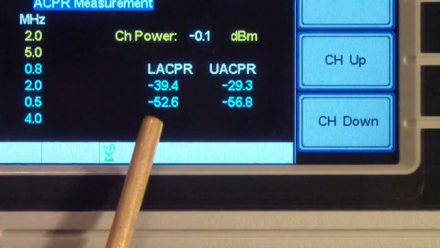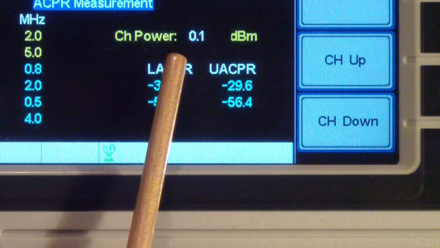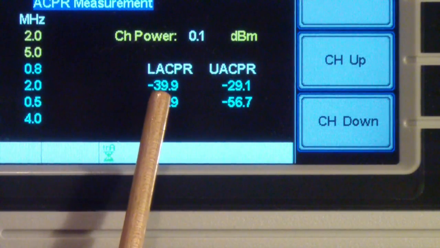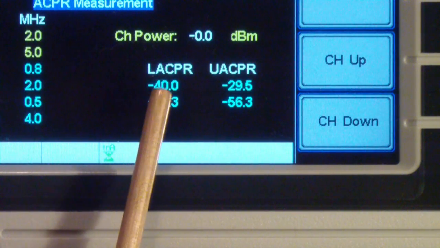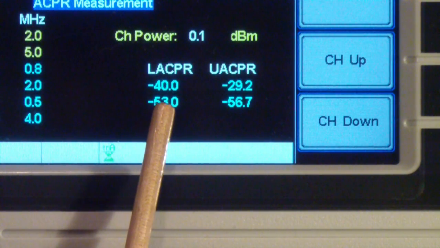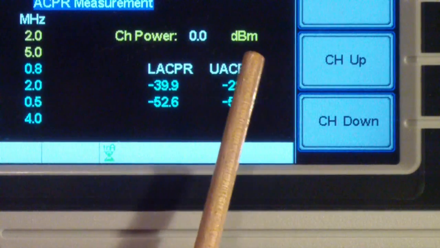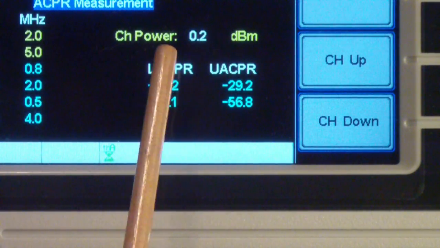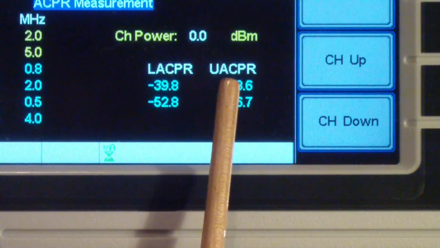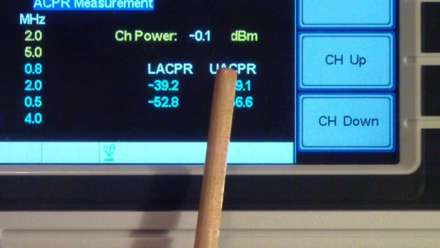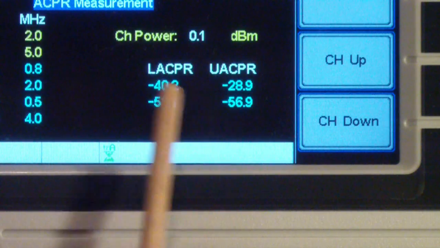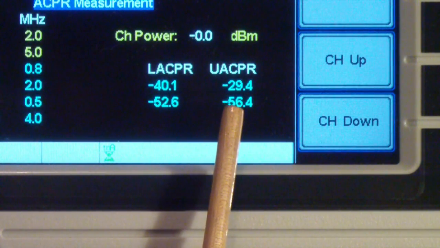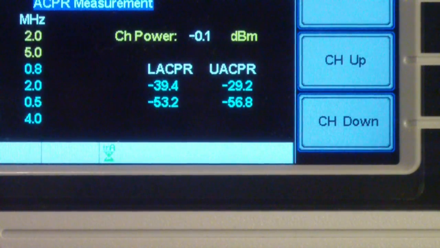The first is the lower adjacent channel power ratio, and of course there is one for the first channel and one for the second channel. The first channel reads about minus 40. The second channel reads about minus 52 or 53. The upper adjacent channel for channel 1 and channel 2 read approximately the same. This one is saying it's about 28.6 or 29 as compared to 40 for the lower channel, and the upper adjacent channel 2 is 56 or 57 dB.